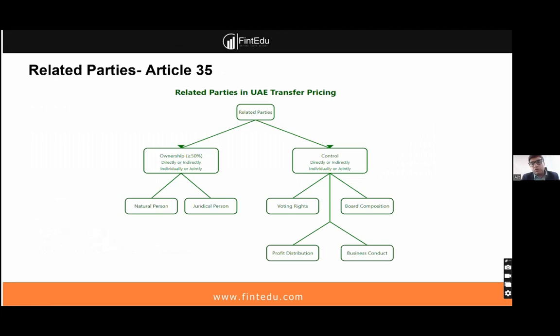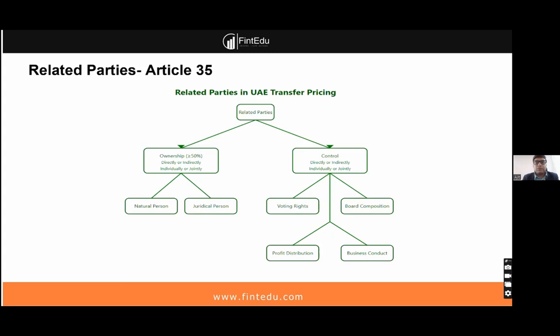Now let's talk in very brief. The objective of today's session is not to talk in detail about who are the related parties and who are the connected persons, but it is very important to give an overview of which entities are covered in Article 35 as related parties. Now we all know that it is a transaction and arrangement between the related parties. Now, who are the related parties?